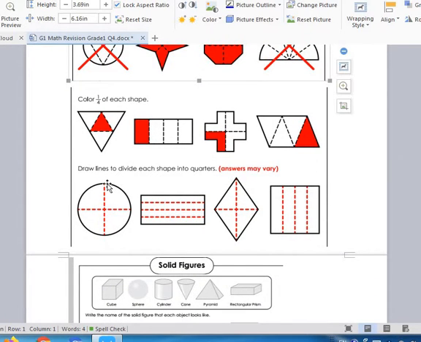Okay, draw lines to divide each shape into quarters. Your answers may vary, they will be different from each other. I have here a circle and I want to divide this circle into quarters. So I will draw a plus sign. Do you remember a plus sign? So I can get 4 equal parts, 4 equal quarters. Imagine this is a pizza and I want to divide this pizza among 4 friends, so everyone will take a quarter.